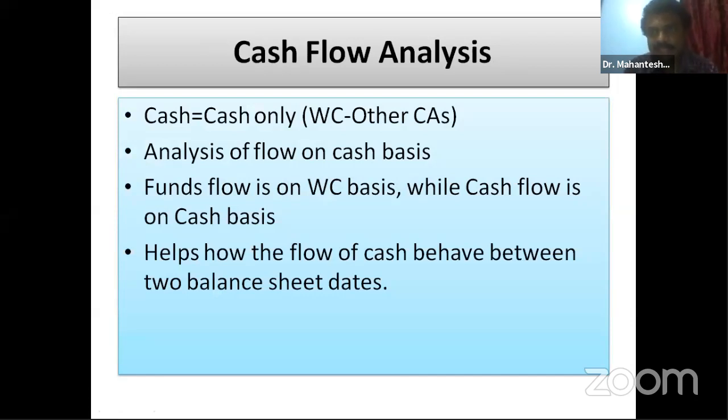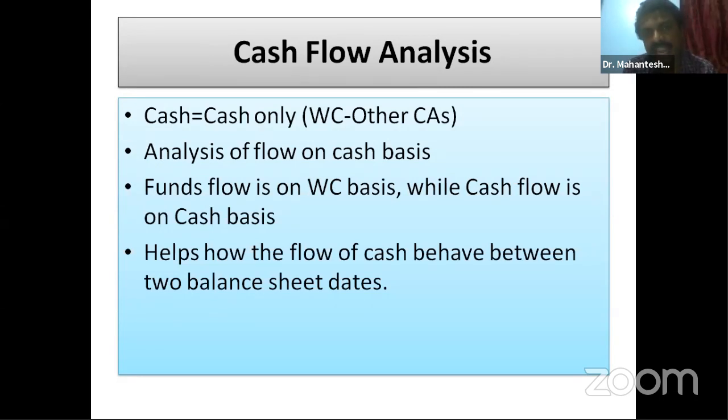Cash flow analysis is a little deviation from the funds flow analysis. As it is rightly written at bullet point number 1, cash is equal to cash only, we say. Funds include the total working capital. Cash includes only cash, which means the working capital minus other current assets. Analysis done keeping only cash is what we call cash flow analysis. It is the analysis of flow on a cash basis, not on the total working capital or funds basis. Funds flow is on a working capital basis, while cash flow is on a cash basis.